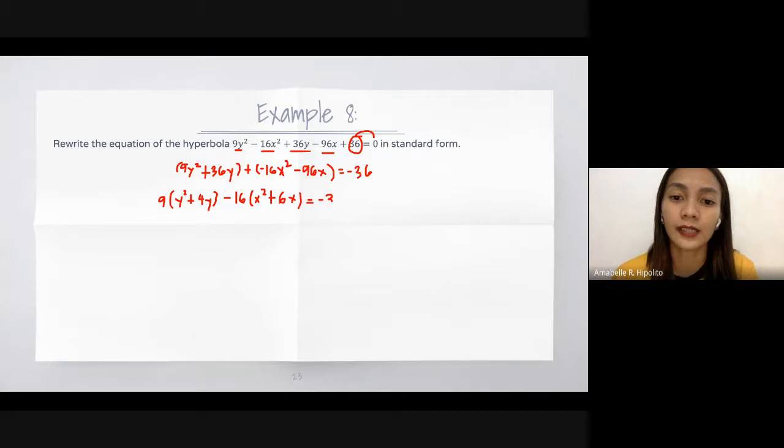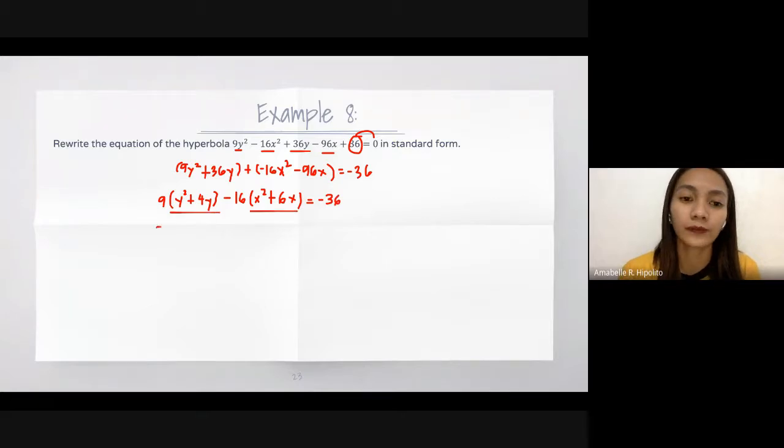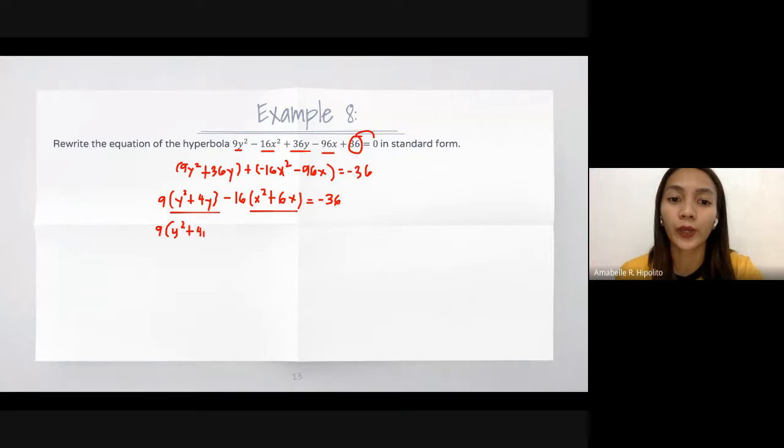Then, next is do the completing the square. Completing the square natin itong dalawa. So, 9y squared plus 4y. Okay? Completing the square, 4 divided by 2. 4 divided by 2 is 2. And then square it. So, 2 squared is 4. So, plus 4. Minus 16.